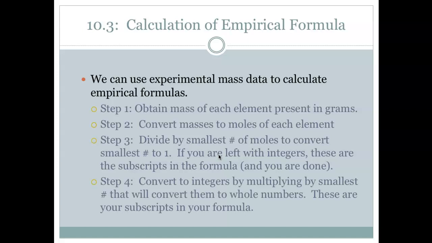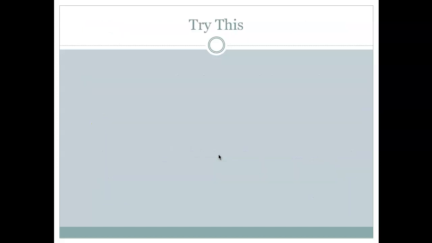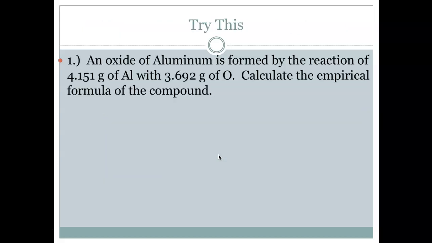Occasionally, you may be left with non-integer numbers, in which case you'll have to do step 4 and convert these to whole numbers. Let's look at this in practice. Here we're given a compound of aluminum, which is formed by the reaction of 4.151 grams of aluminum and 3.692 grams of oxygen. So, we've already completed step 1. The problem gives us the masses of the elements in the compound. Now we need to convert these masses to moles.